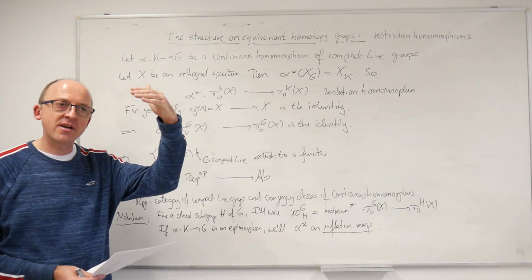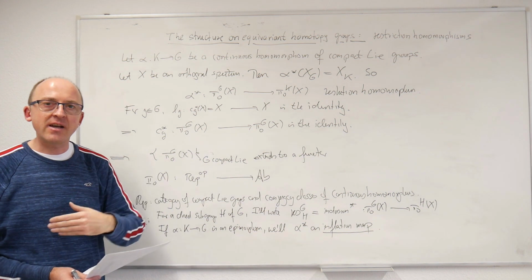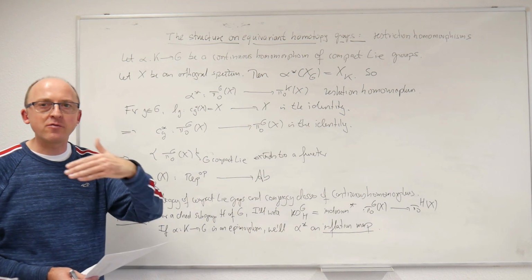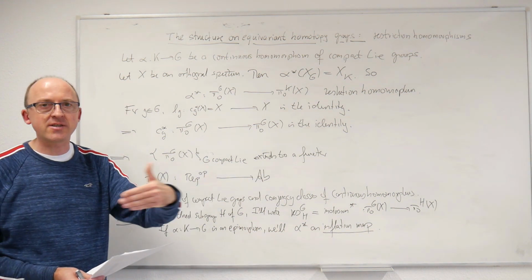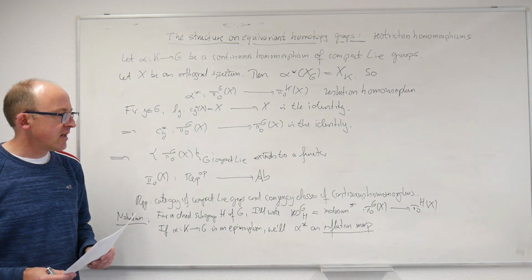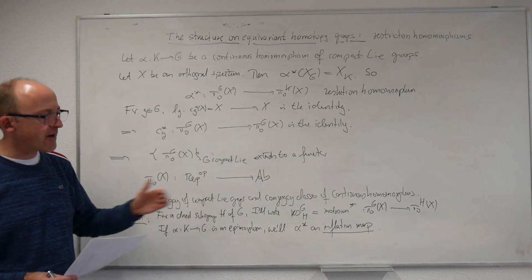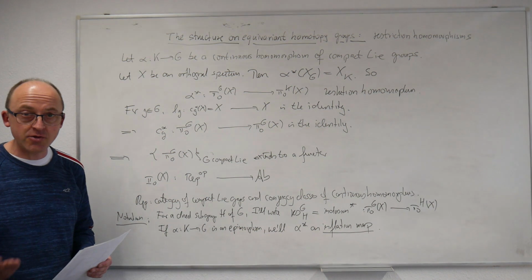So you can restrict between the various subgroups as long as they sit inside of each other, and there are conjugation homomorphisms which go from the value at one subgroup to the conjugate subgroup. And of course there are relations and transfers we'll talk about later. So in a global homotopy type, you can already see that this is a very different kind of structure, and it's a much richer structure.